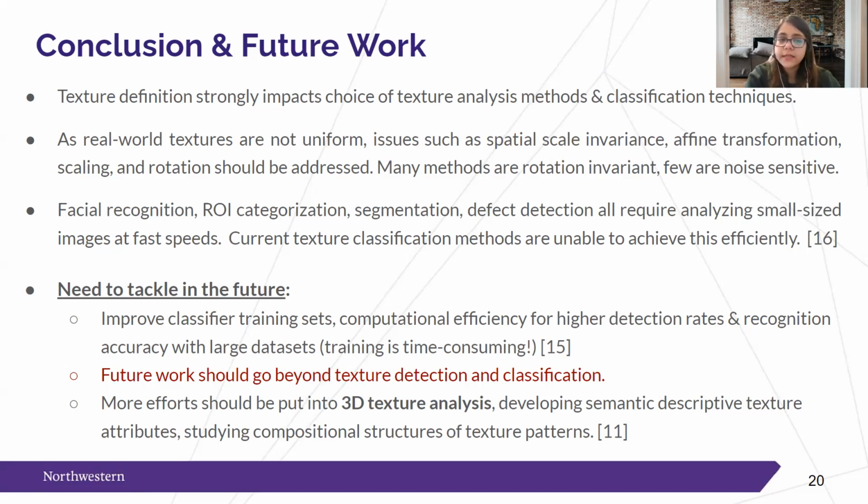So what we need to tackle in the future is to improve the training sets and the computational efficiency for higher detection rates and recognition accuracy with large data sets, because training is really time consuming. And the future work should definitely go beyond texture detection and classification. So more effort should be put into 3D texture analysis, developing semantic descriptive texture attributes, and studying the compositional structure of texture patterns. And so, yeah, that's it from me.